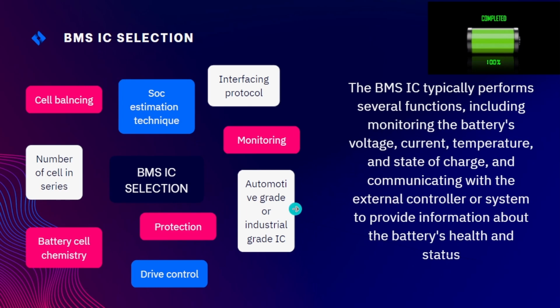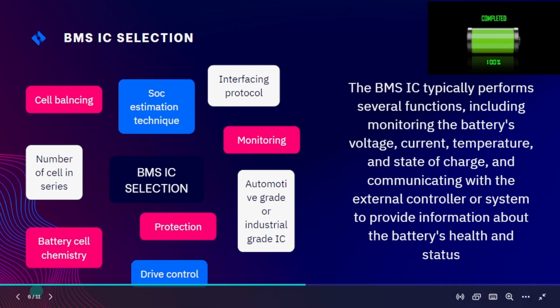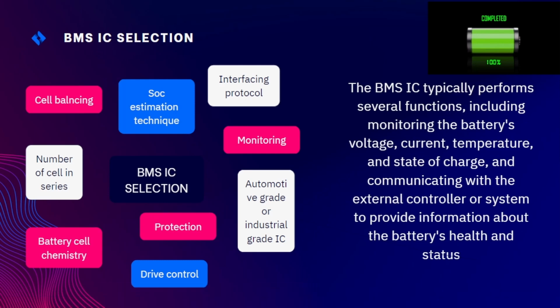Next one is the automotive grade or industrial grade IC. There are two major types of grades of BMS IC. First one is the automotive grade, the other is the industrial grade IC. Automotive grade ICs are required and used in the automotive industry, and they are of higher quality than the industrial grade. Thus, they tend to be more expensive. If your application is non-automotive, then the industrial grade may be suitable and it is more economical also. So these are criteria needed to help you select the necessary BMS IC for your application.